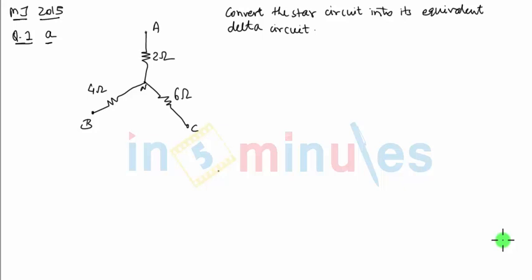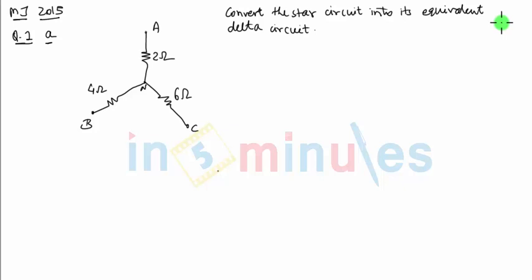In this video clip, we will discuss one question that was asked in the May-June 2015 paper. In this question, they had given one star circuit and the question was to convert the given star circuit into its equivalent delta circuit. This was a simple question asked for 3 marks, but it was asked as a compulsory question.